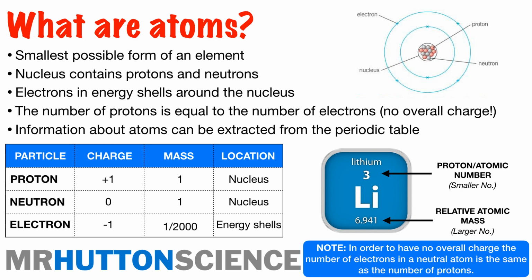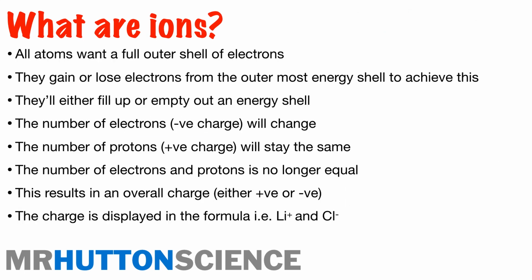Let's go on to ions then. What are ions? These are some important points you need to know. All atoms want a full outer shell of electrons. They all want to get that noble gas configuration. To do this, they can gain or lose electrons from the outermost energy shell. They'll either fill up the energy shell with electrons, or they'll empty an energy shell so that they go to the next one down, which is full.